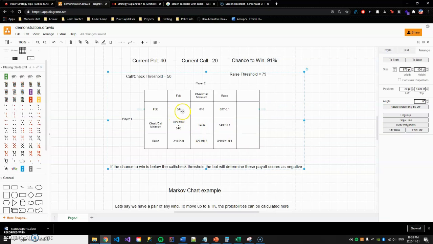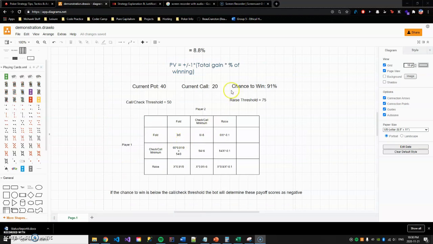So if we go to fold, the value is 0 because we don't actually gain anything from folding. So the fold is 0, 0. The payoff value is plus or minus 1 multiplied by the total gain times the percentage of winning. So if the current pot is 40 and the current call is 20, that would be a gain of 60. So since this only has about a 10% chance of winning, player 2 would actually have a minus 6 payoff score, because it would be 60 times 0.1 times -1. So that would be a bad move to call or raise.